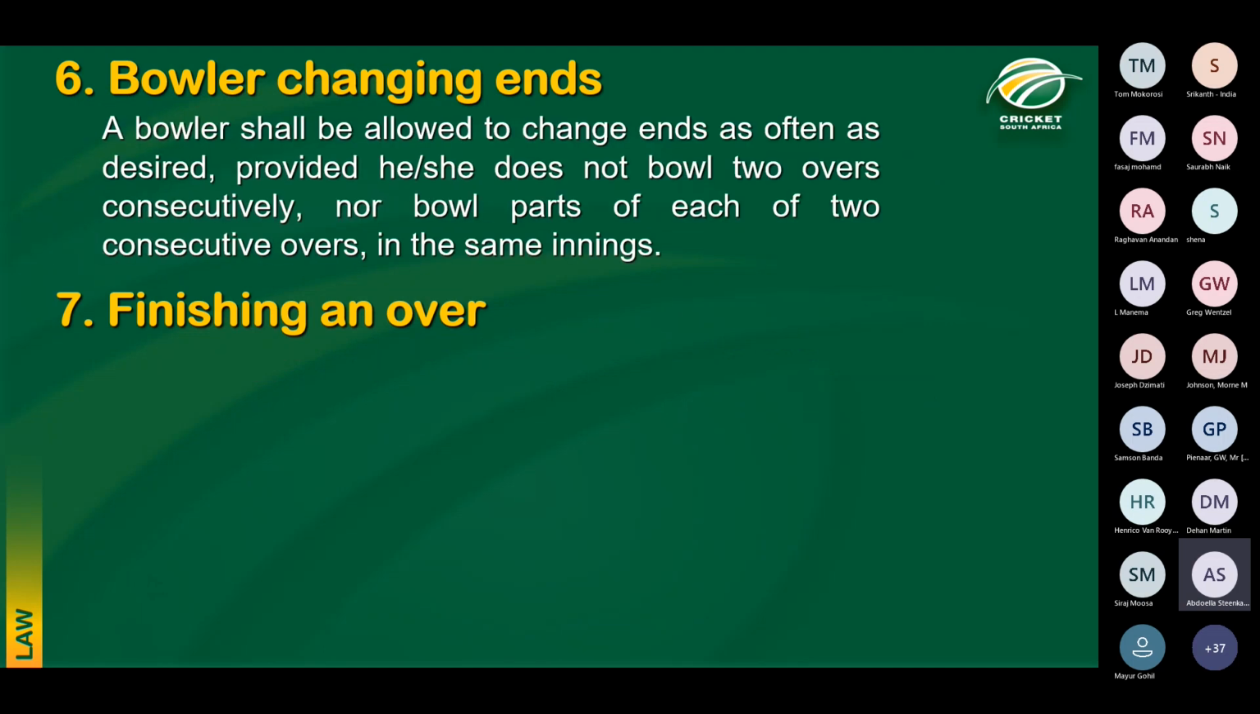Bowler changing ends. The law allows the bowler to change ends as often as the bowler wants to. All the law tells us is that a bowler shall not be allowed to bowl 2 overs consecutively, nor bowl parts of each of 2 consecutive overs in the same innings. Not allowed to bowl 2 consecutive overs in the same innings.